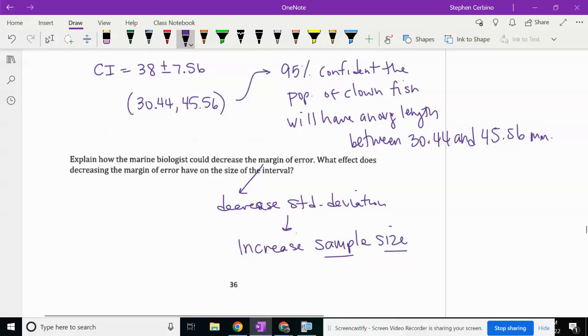So by increasing the sample size, not only are we decreasing the margin of error and decreasing the standard deviation, we are also decreasing the spread of the confidence interval. So that confidence interval is going to get from 30.44 to 45, it's going to get closer together, closer to the true population mean.